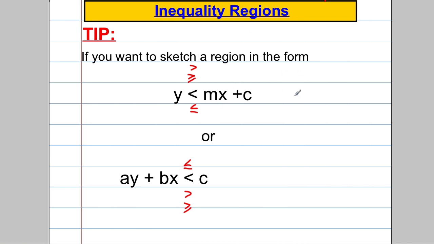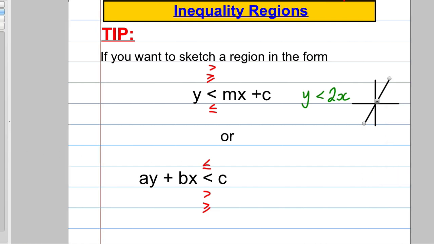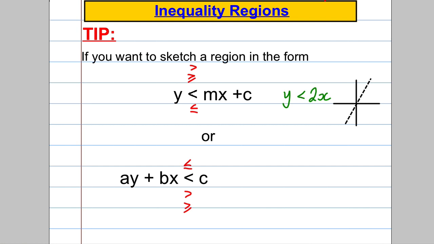Just to make it clear what I mean, say if you had something like y is less than, let's say 2x, and you wanted to draw that. Because it's in the right form, you draw the line y is equal to 2x. You'd make it dotted because it's a strict inequality here. You want below the line because you want y less than 2x, so you shade above the line, the region you ignore.